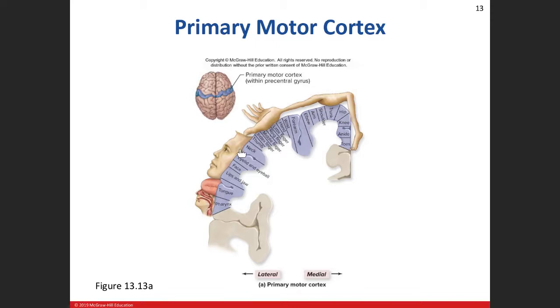So again, your motor homunculus, and this is basically shown here, you can see, here's the primary motor cortex, that precentral gyrus there. All we've done is we've just dissected it anterior to posterior. This is the lateral portion, so your ear would be over here, okay? And this is going to be the central portion of your brain.